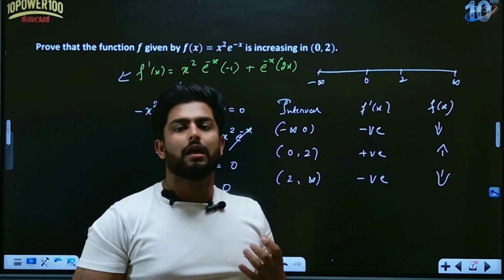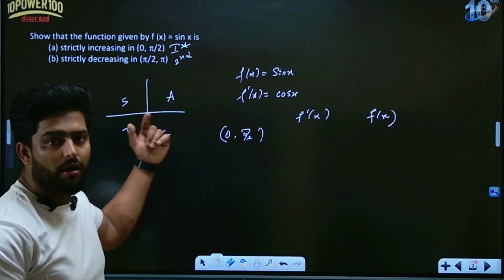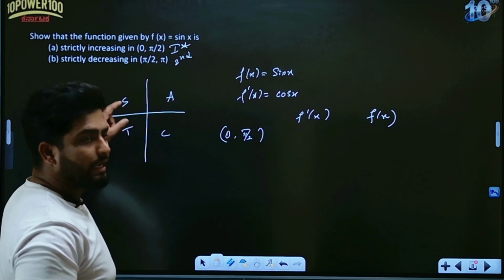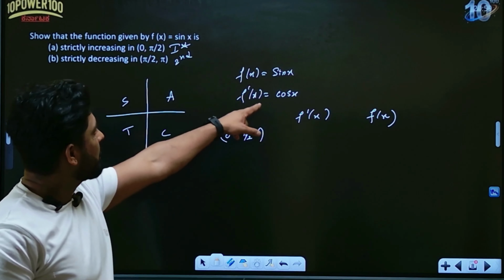Let's look at the interval. The interval is 0 to pi by 2. First, let's look at f dash of x. So f dash of x is cos x. Cos x in 0 to pi by 2 means the first quadrant. In the first quadrant, you know the ASTC rule. In the first quadrant all trigonometric functions are positive. Second is sin, cosec; then tan, cot; and then cos and secant. With respect to that, we get cos x.